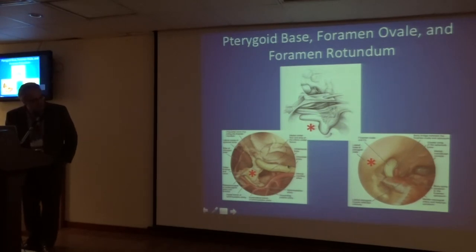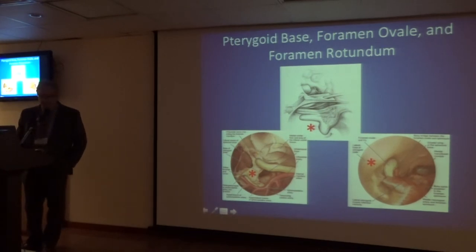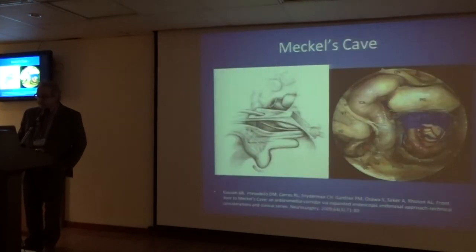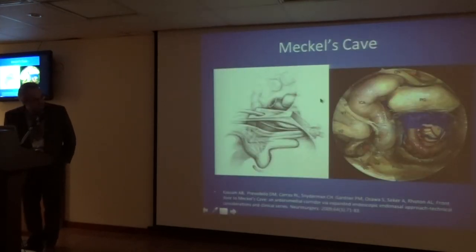Sometimes you can take this down completely and go trans-pterygoid back to see the foramen ovale and the foramen spinosum posteriorly. This is just an infratemporal fossa view. You can do a direct view by just removing where the asterisk is, which is the pterygoid plate. And this is what you get if you do that.